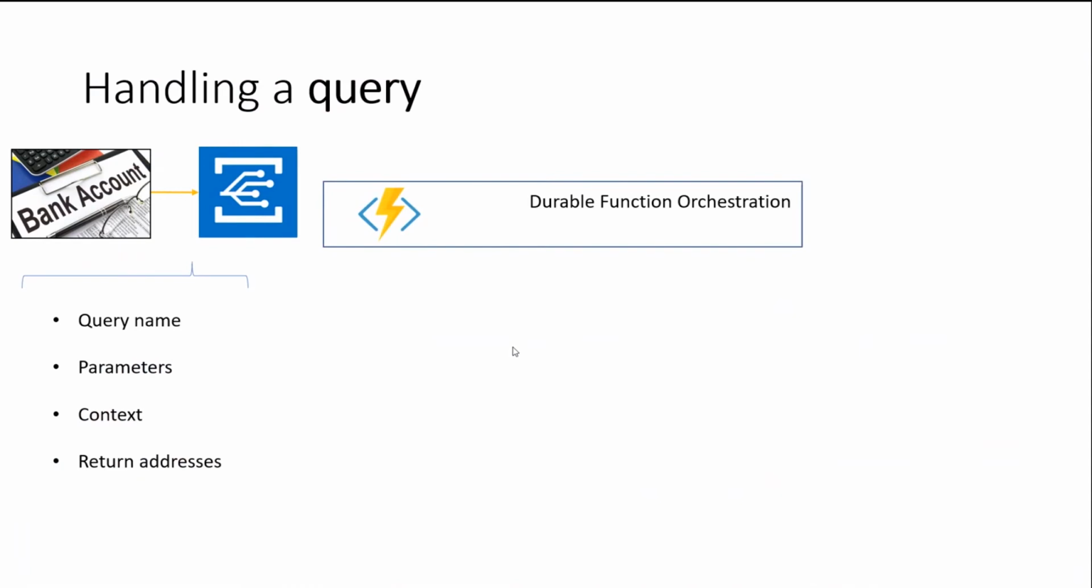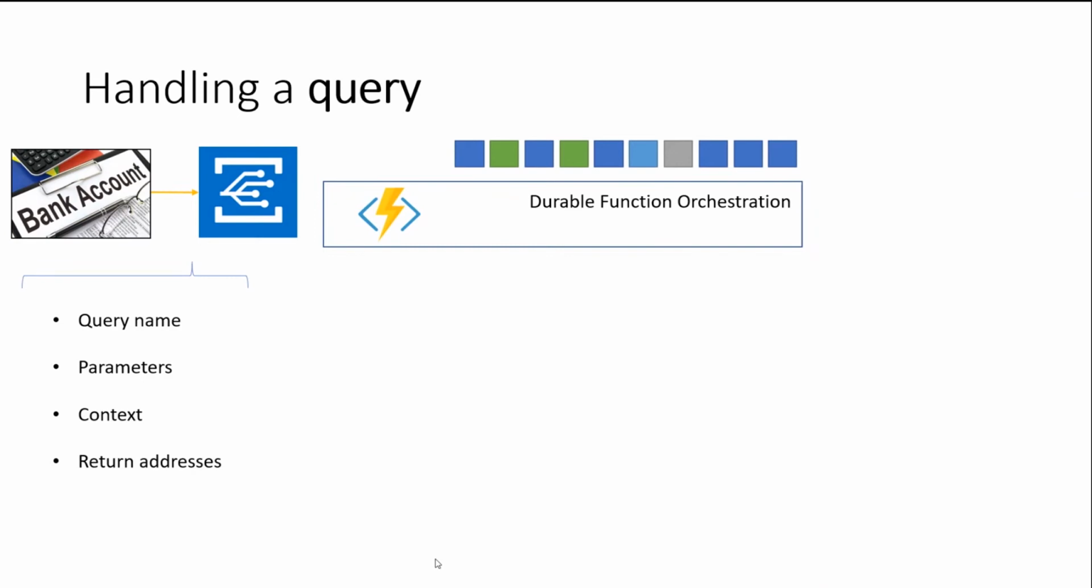A query is done pretty much the same way. A query also comes in as an Event Grid message, and it also triggers a durable function. There's slightly more in the query message. As well as the query name and so on, we also pass in a return address. The return address could be a webhook or a storage location or whatever. We're saying, when you have completed the process of running this query, put the data in whatever this return address is. And the process again is exactly the same.